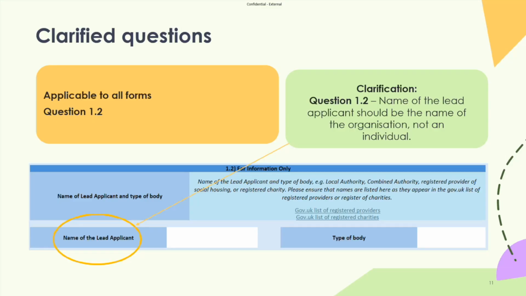Section 1 now is about applicants' details, and as we go through this, we'll break it down as to whether it's Challenge Fund or Strategic Partnership Fund, or where it's in both. So in all forms, in question 1.2, it asks for the name of the lead applicant. There's been some confusion on this as to whether this is about the person applying for it or the organisation. Just to clarify here, it is about the organisation. So if you are a local authority, it will be your local authority's name or a housing association's name.